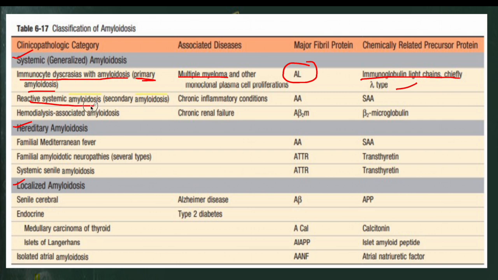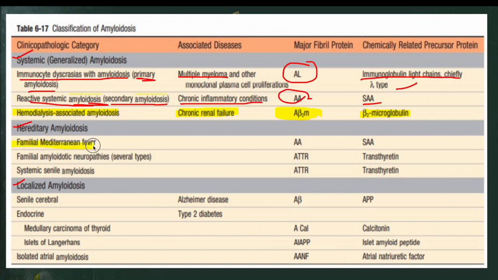The second one is reactive systemic amyloidosis, known as secondary amyloidosis. It is involved in chronic inflammatory conditions. The protein is AA, and the precursor is SAA. The third one is hemodialysis-associated amyloidosis, which involves chronic renal failure, and the protein is A beta 2M, and the precursor is beta 2 microglobulin. Now the second type is hereditary amyloidosis.